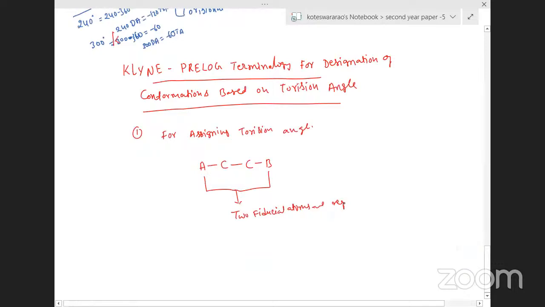Are required. Each carbon, one on each carbon. One on each carbon. For example, you take a dichlorostilbene.